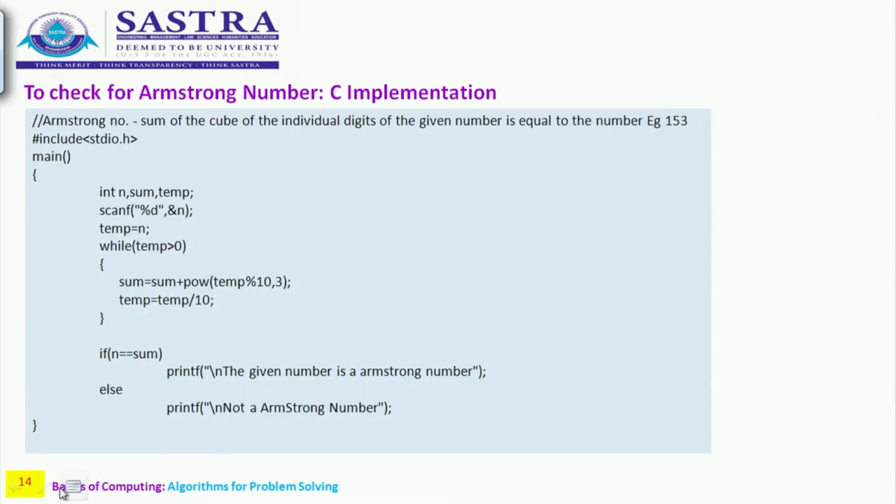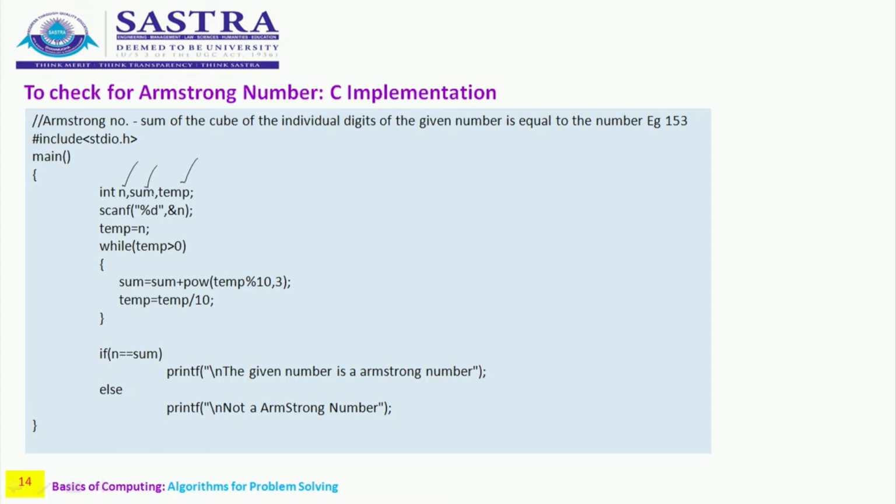So this is the C implementation for Armstrong number, for checking whether a given number is an Armstrong number or not. Here we have declared the variable n for storing the number which is entered by the user, and we are going to store the individual digits' cube in the variable sum. And we are actually storing the number in temp because over the process the number is going to be changing. So finally we need the original number. So all the processing is going to be carried over in the variable called temp. So our original number is retained in n.